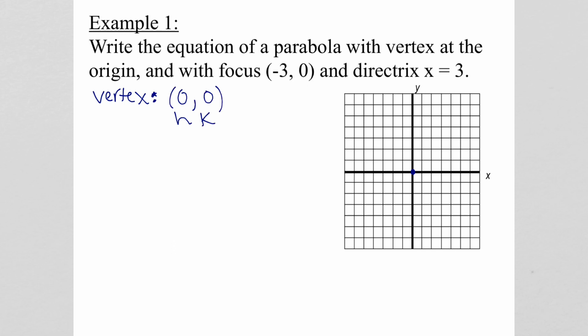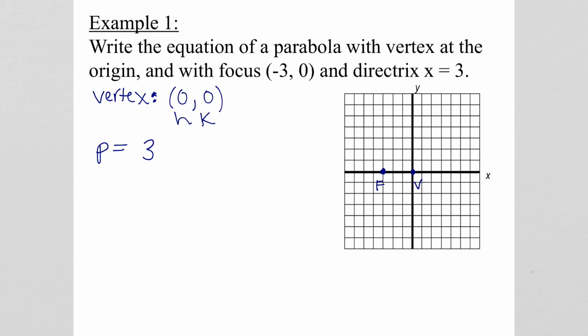Well, I'm going to plot the focus point next because that's the next thing they give me, 1, 2, 3. And so this is my focus. I'll put a V for vertex and F for focus. Right now, I can say what the p-value is. I don't even have to draw that directrix line. I will later to show it to you. But right now, I know that the distance from the vertex to the focus is 3 units. So I know my p-value is equal to 3.